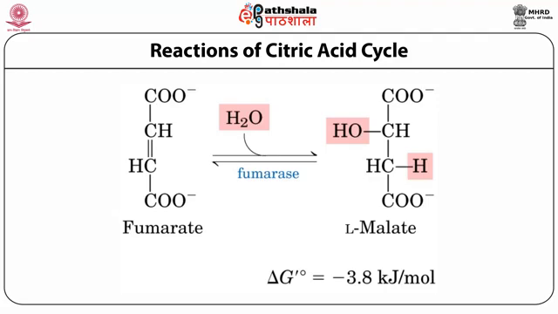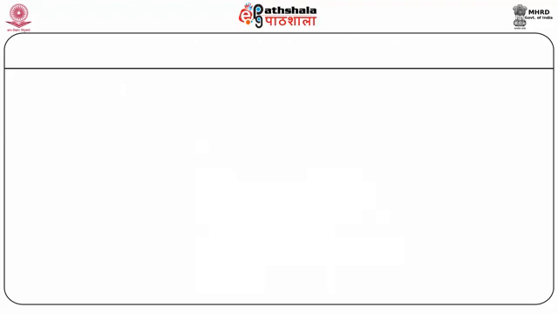It is a highly stereospecific enzyme. Cis-malate, the cis form of fumarate, is not recognized by this enzyme. The reaction is exergonic and releases 3.8 kilojoules per mole of energy.